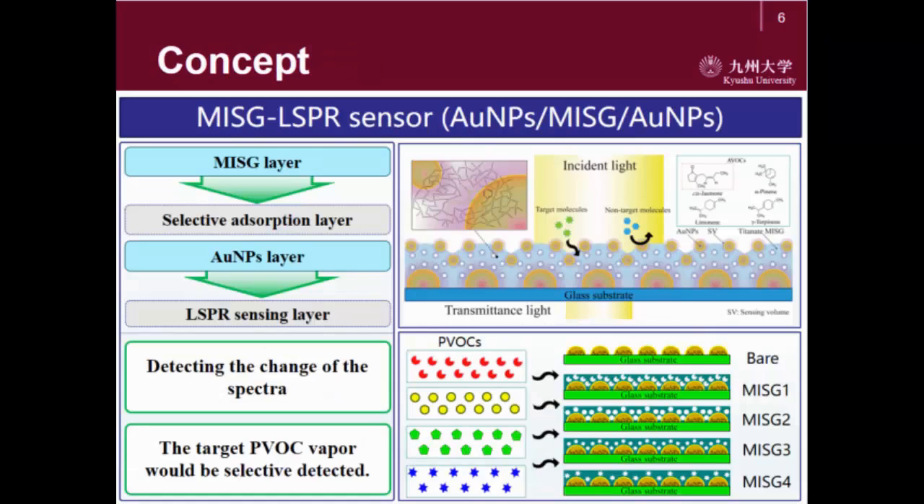The concept of the MISG LSPR sensor is shown in this slide. The MISG layer was selected as a selective absorption layer, and the Au nanoparticles layer was the LSPR sensing layer. By detecting the change of spectra, the target PVOC vapor would be selectively detected. And here we resputtered Au nanoparticles on top of MISG to increase the response. Because PVOC is always comprised of many different types of compounds, here we established an LSPR sensor array to finish this.